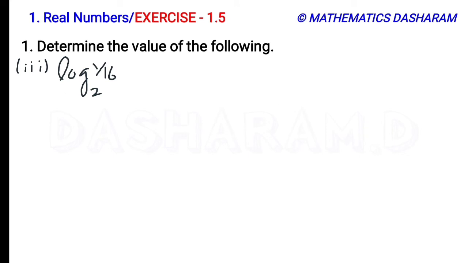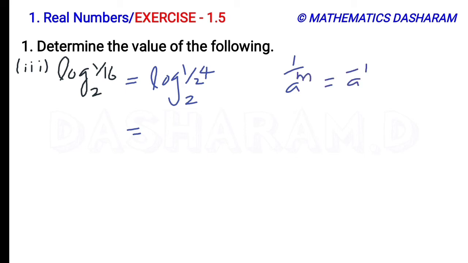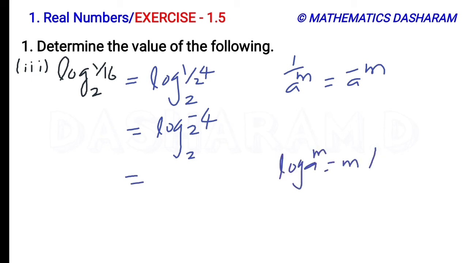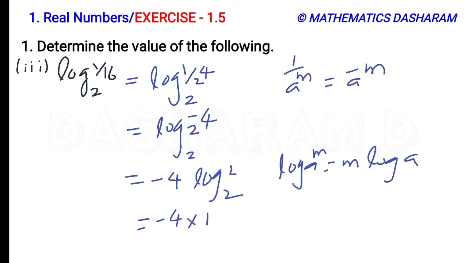Third question, log 1 by 16 base 2. 16 in exponential form is 2 to the power of 4, base 2. The formula is 1 by a to the power of m equals a to the power of minus m. So then log 2 to the power of minus 4 base 2. Now the formula is log a to the power of m equals m log a. So then minus 4 log 2 base 2. Log 2 base 2 is 1. So minus 4 into 1 is minus 4.